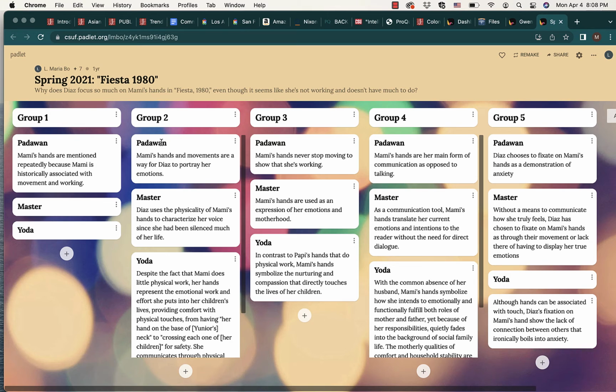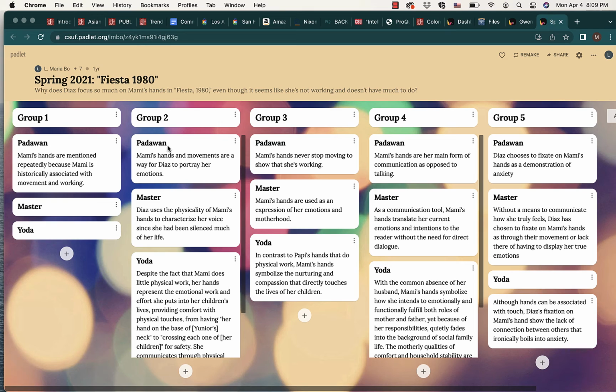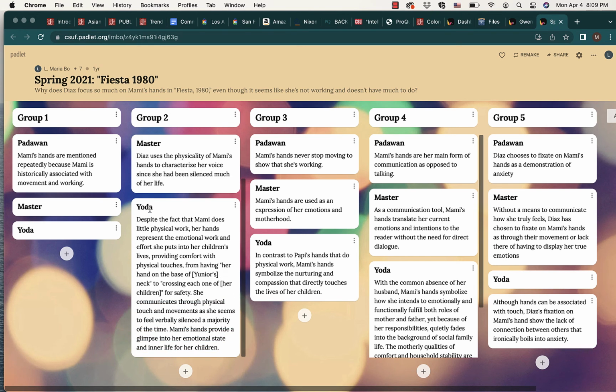I named them these fun names of the Padawan level argument, the Jedi Master argument, and the Yoda level argument. What I asked them to do in their groups then is to come up with their easiest argument first, but then complicate it, make it more difficult to make it a master level argument, and then to push it even farther to come up with a Yoda level argument.